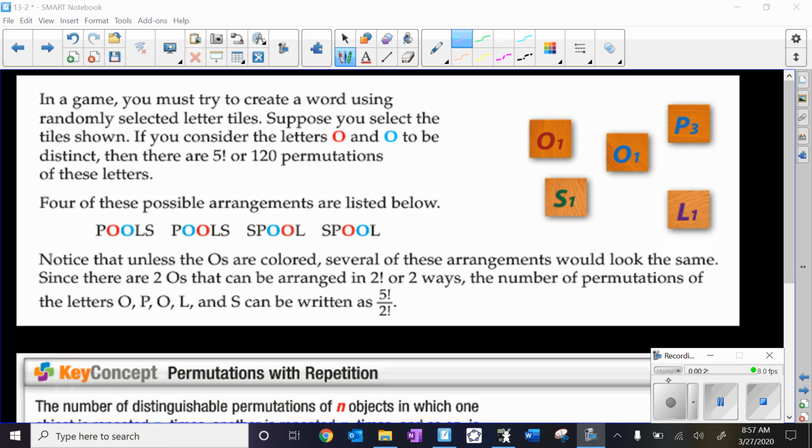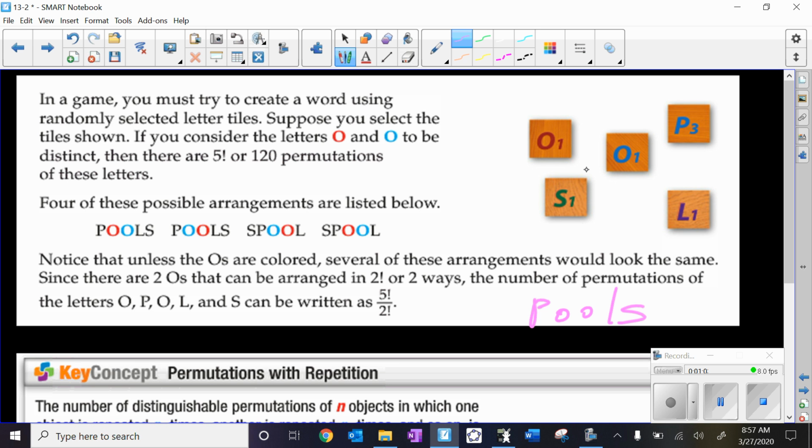We'll deal with pools. If I was to place these letters in a bag and then pull them out randomly. So when I look at the word pools out of this, notice that I have two O's in the middle. The O's really don't matter which one I pull out first, unless they are color-coded like they are here, but we're going to assume that they're not color-coded. So I could pull out one O first and then the other one, or vice versa. So really what I'm saying is that we have permutations with repetition.